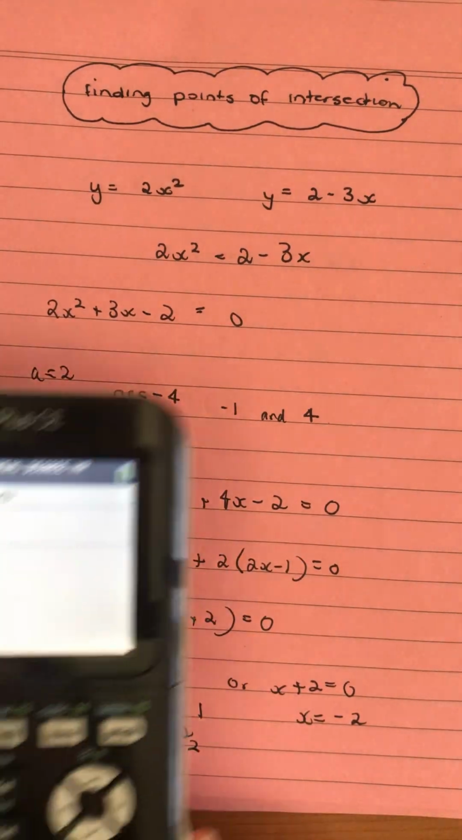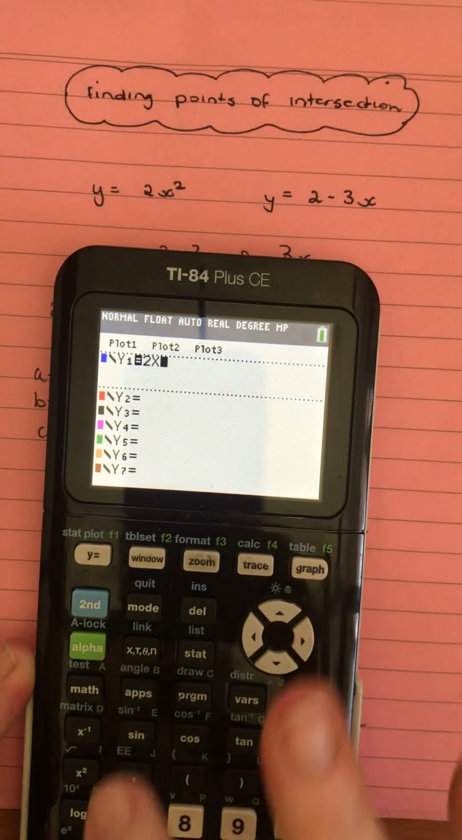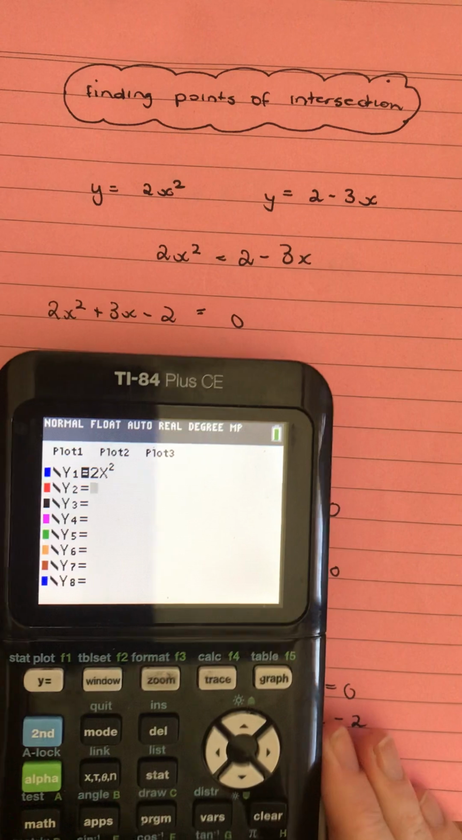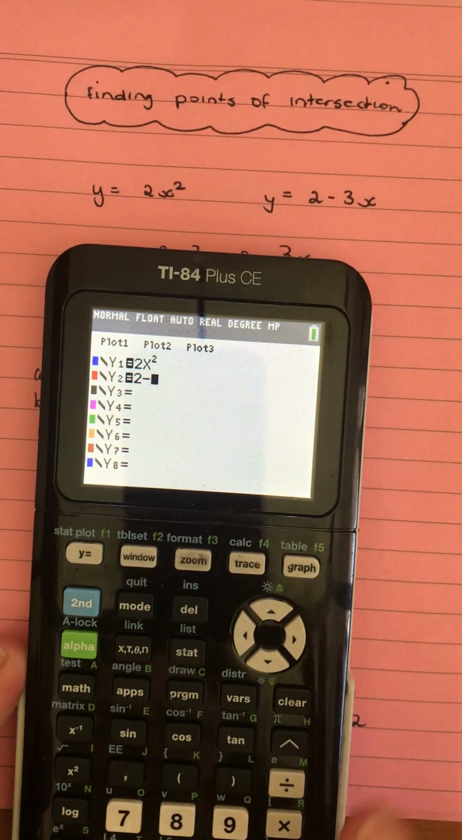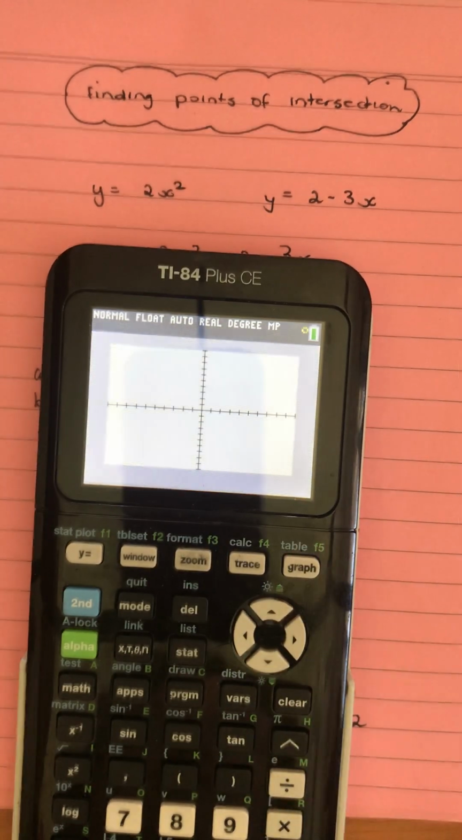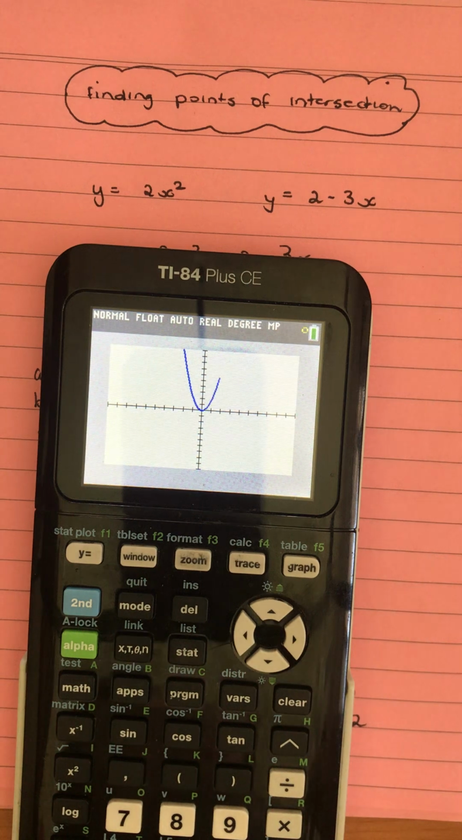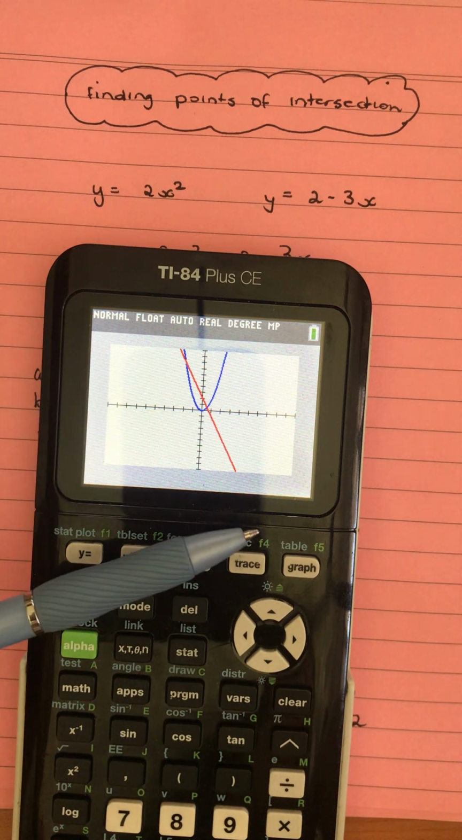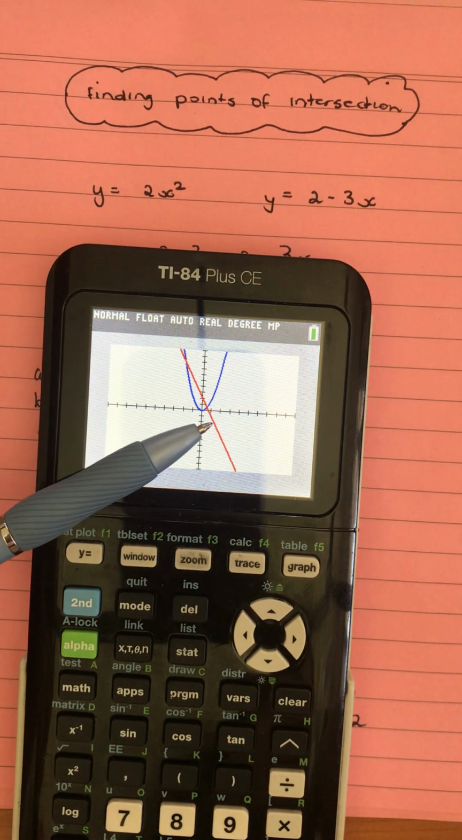So we've got y is equal to 2x squared, and we've got y is equal to 2 minus 3x. Then we can graph them, and when we graph them, we're going to see that it will cross twice. And there is our red line coming through. So we want to find that intersection and that intersection.